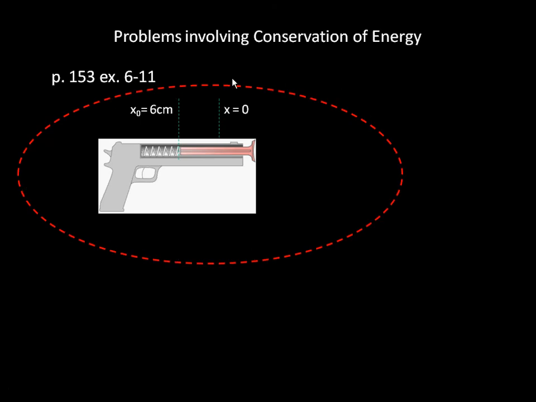Big red line across which no energy passes. Nothing comes in, nothing goes out. So when we look at our system, which contains the gun, the spring, and the little dart, initially nothing is moving in the system, so there's no kinetic energy. Everything's on the horizontal, so we're not worried about gravitational energy.